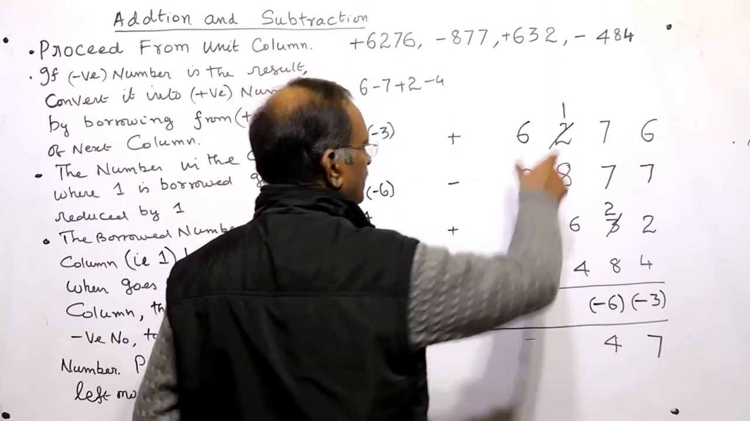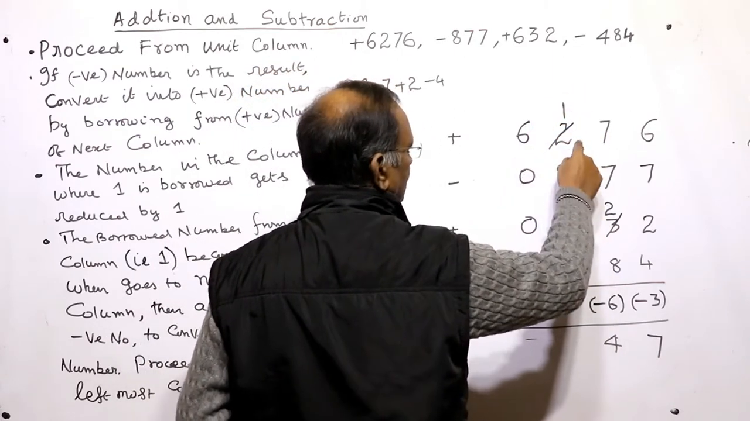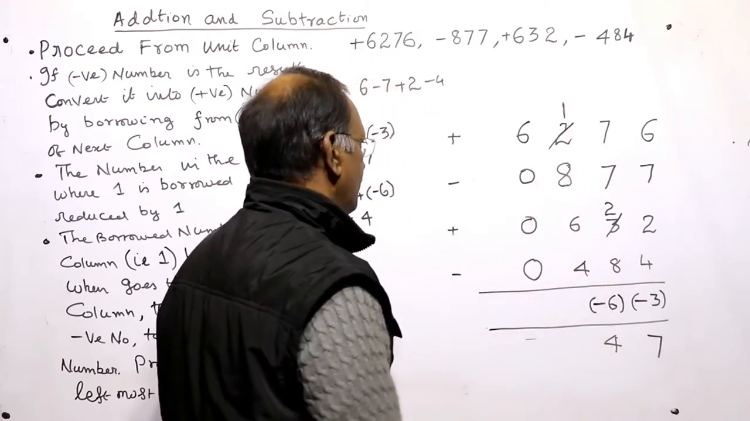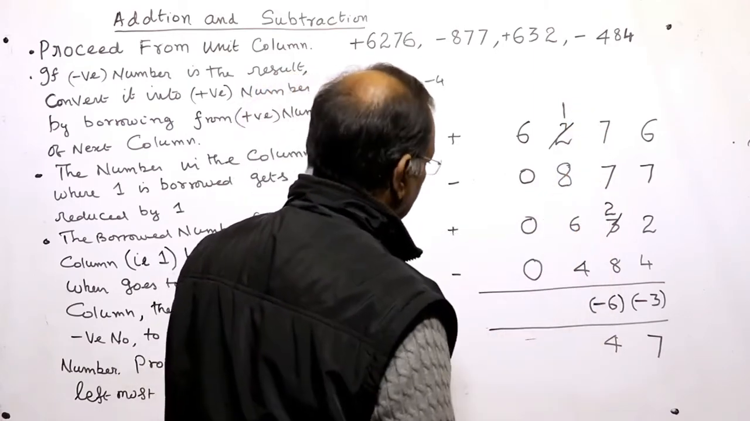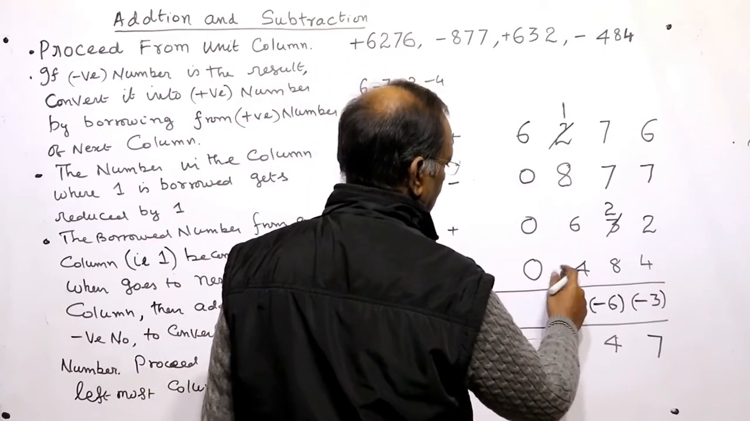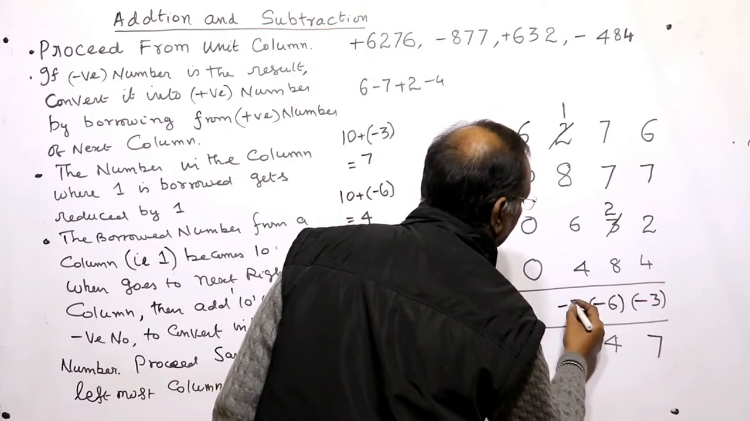Now again we are going to proceed the same way. 2 is reduced to 1. 1 minus 8 is minus 7. Minus 7 plus 6 is equal to minus 1. Minus 1 minus 4 is equal to minus 5.